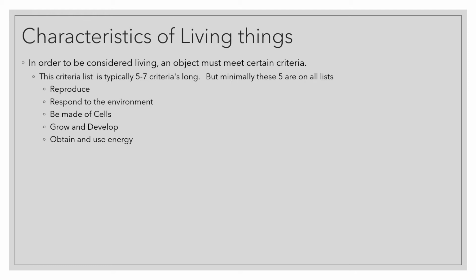And the 5 that you're going to be tested on, or that were taught specifically in this course, are the ability to reproduce, respond to the environment, be made of cells, be able to grow and develop, and obtain and use energy. So those are the 5 things that we're going to talk about on the next few slides in more detail.